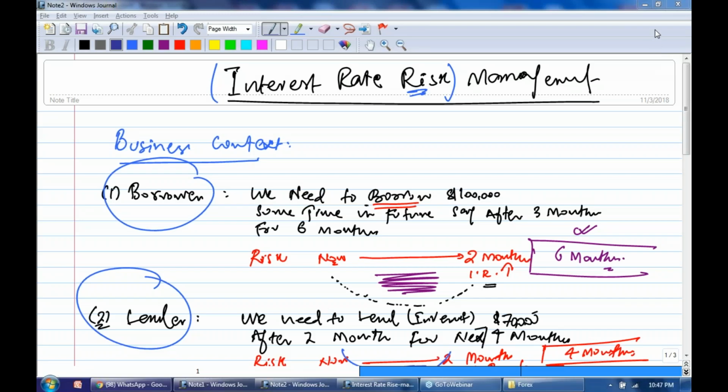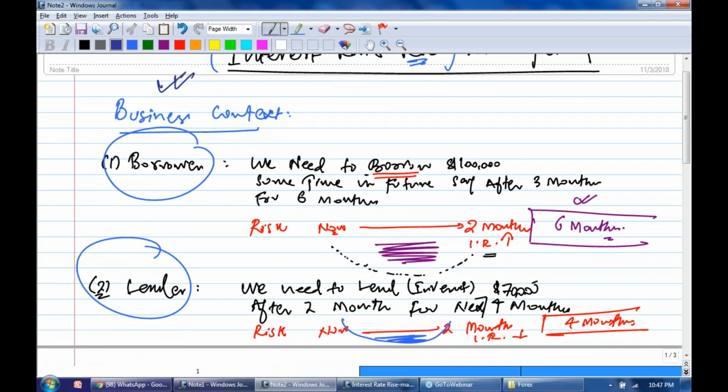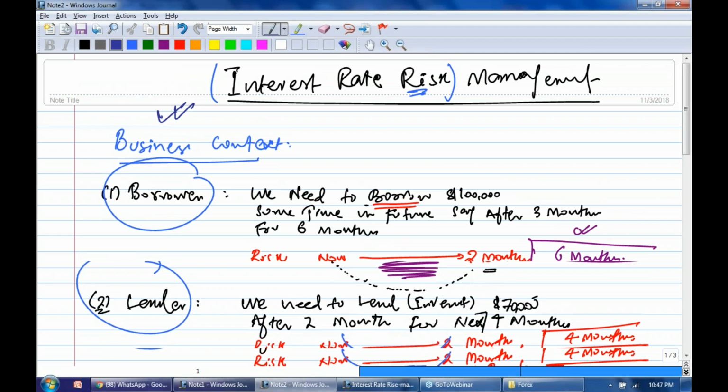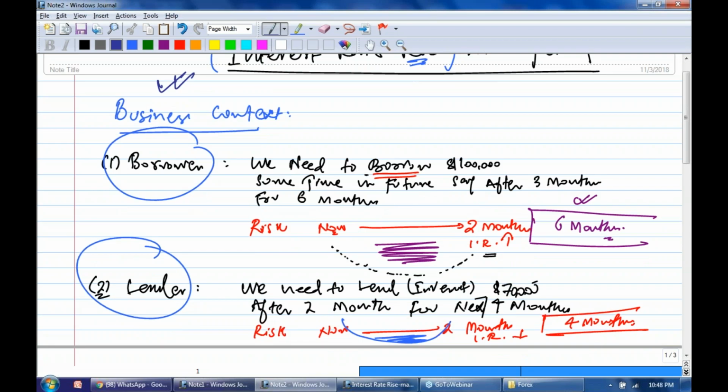So the topic is interest rate risk management. First of all, we need to discuss the meaning of interest rate risk in a business context. What risk do we face with reference to interest rate? Like foreign exchange, we face interest rate risk. Foreign exchange value increases or decreases. Like this, in the business context, the interest rate risk we face is as a borrower.